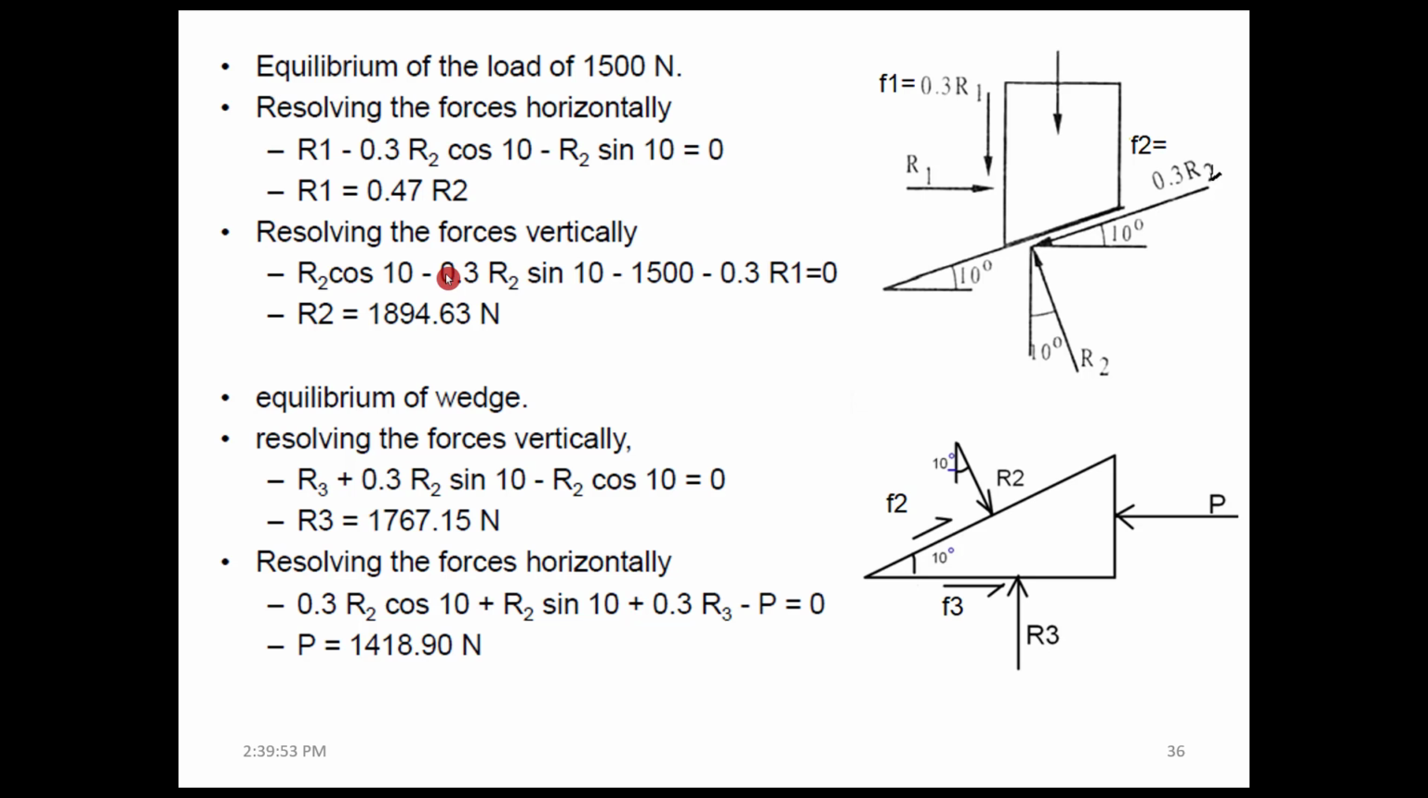And on resolving the forces in the vertical direction, we have R2 cos 10, which is the vertical component of this R2, minus 0.3 into R2 sine 10. So this one, friction component vertical, minus 1500 is the weight of the body, and minus 0.3 R1 is the friction value, which is in the direction of the weight of the body. We get R2 is equal to 1894.63 Newton.